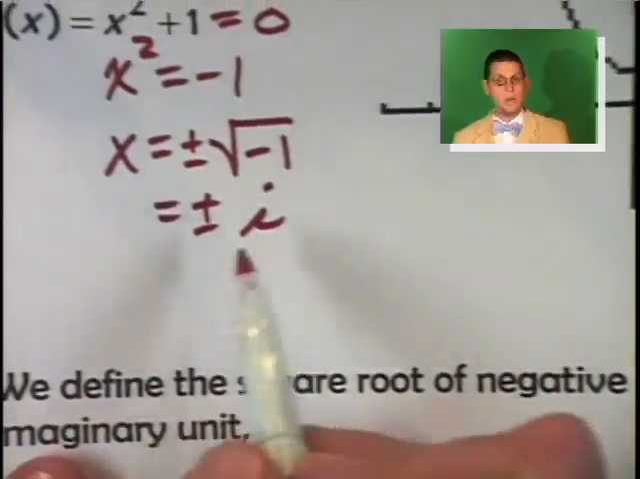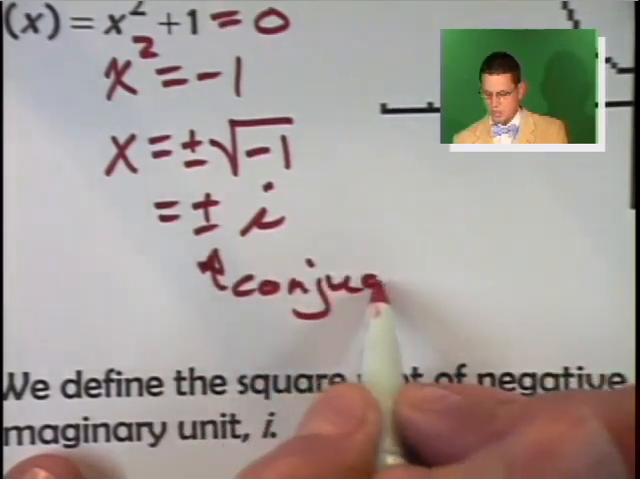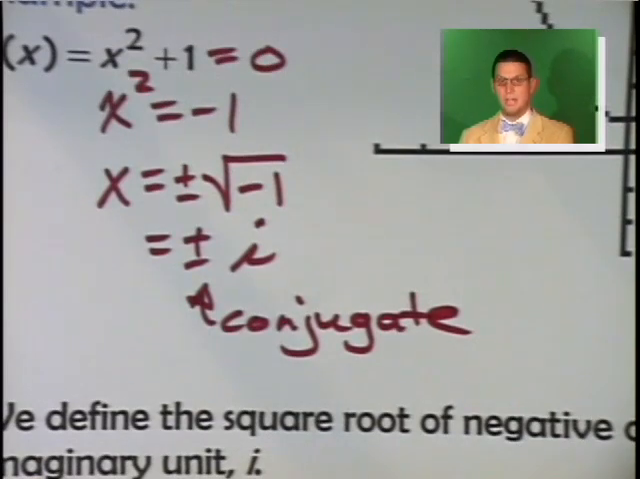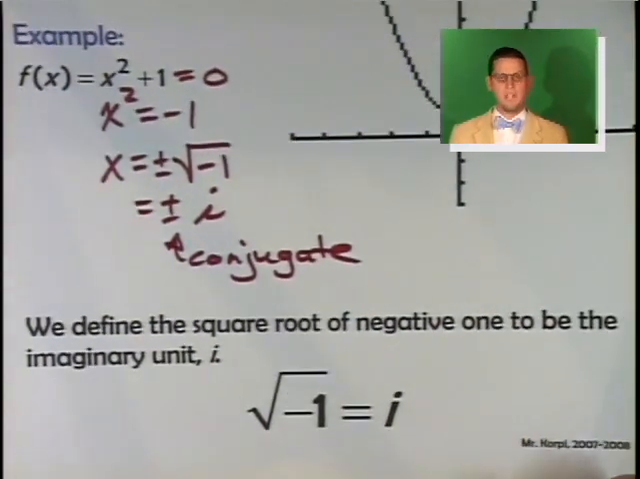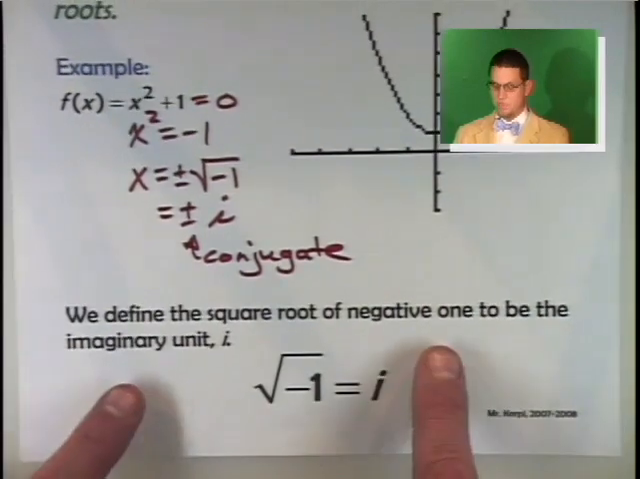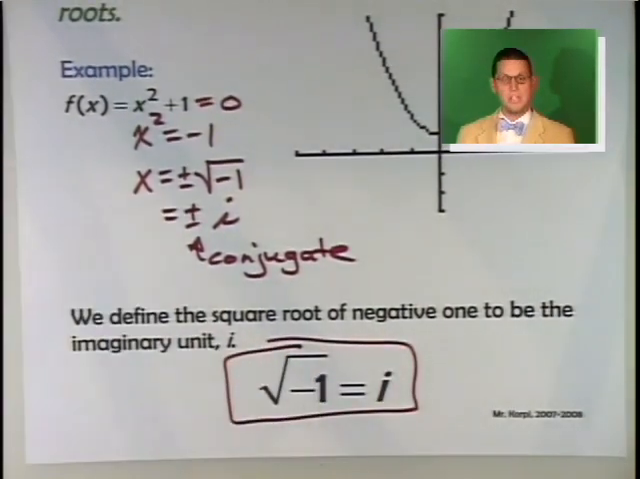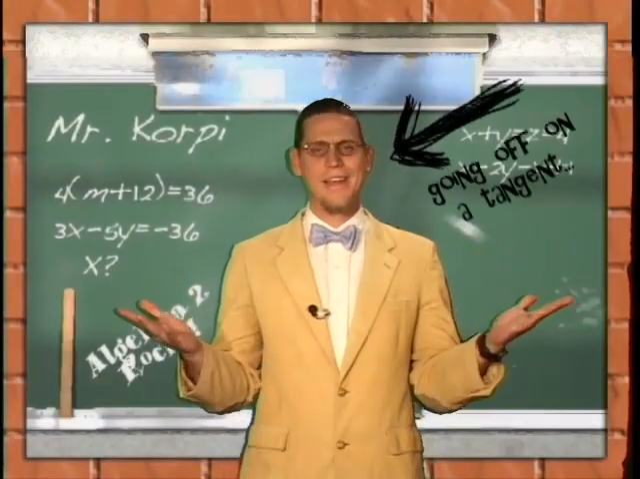And notice that these are 2 of them. You get a conjugate pair of complex or imaginary solutions. Positive i and its conjugate, negative i. Okay? Plus or minus i. So what can we say here? We are specifically defining, by definition, the square root of negative 1 to be the imaginary unit. So the square root of negative 1 is i. All right, so imaginary numbers. i. What the heck are these?